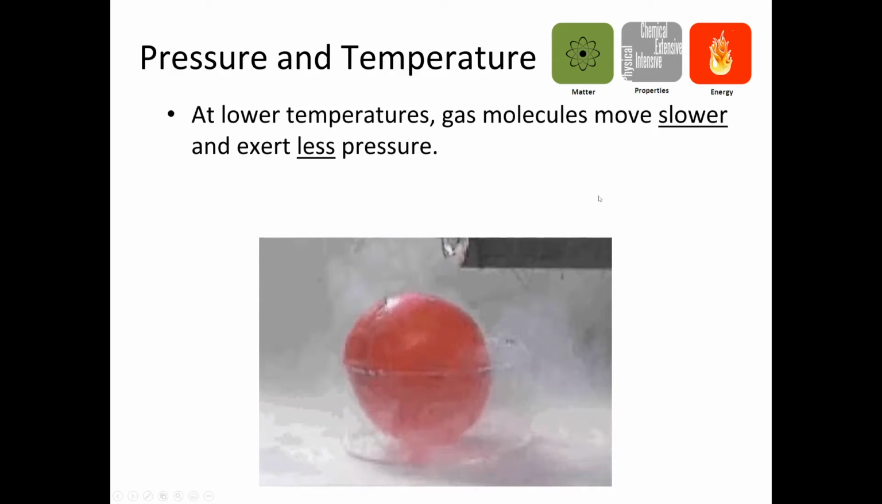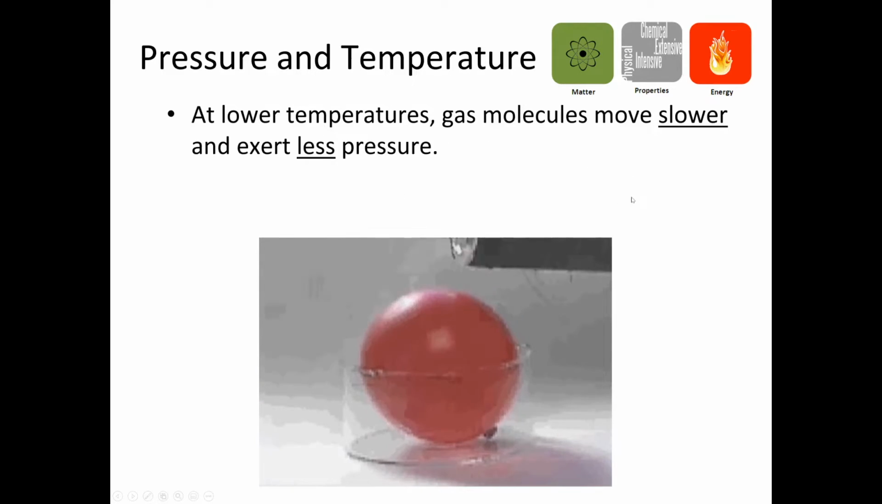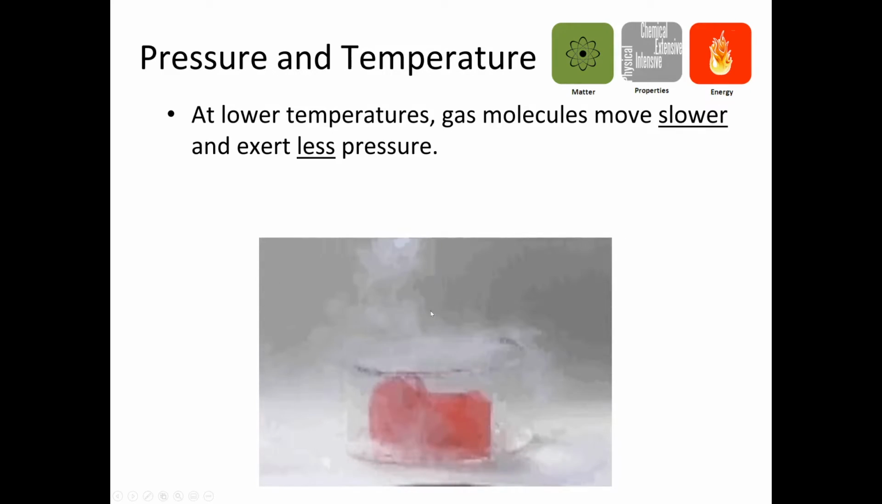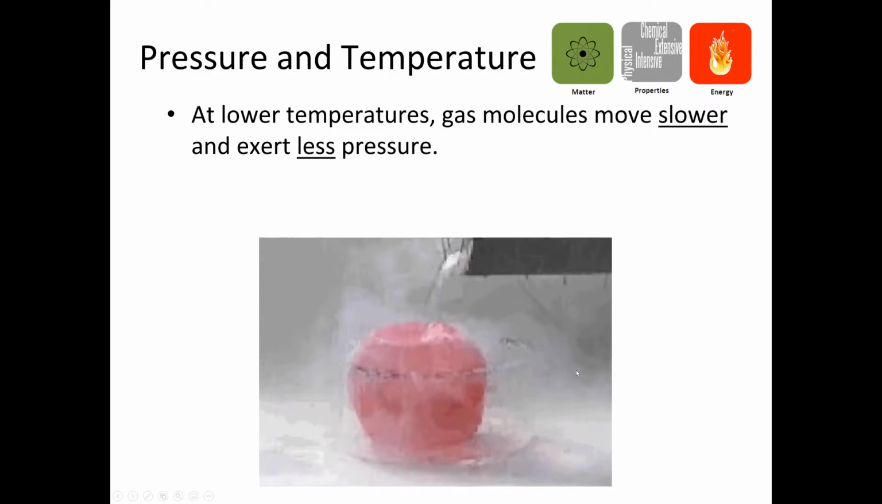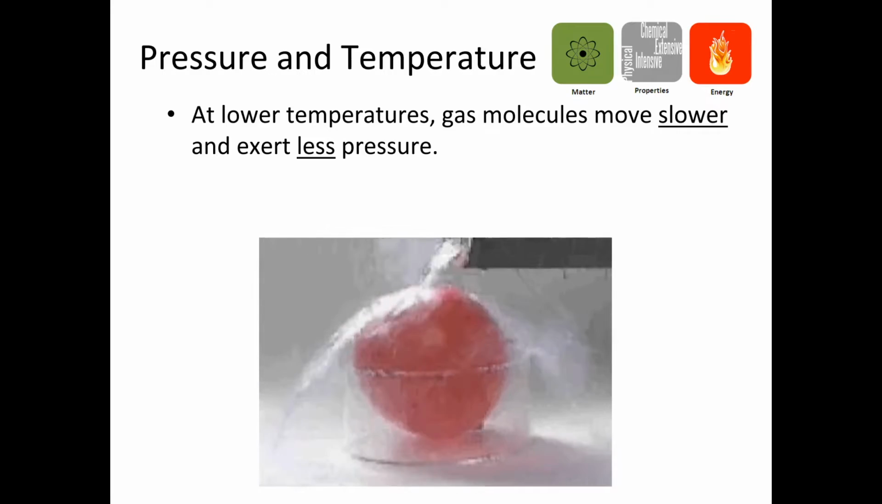All right, so pressure and temperature. At lower temperatures, gas molecules move slower and exert less pressure. We've already talked about that a little bit. Here they're pouring some liquid nitrogen over this inflated balloon. As they cool the gas molecules inside the balloon, you can see that the pressure decreases and the volume decreases.